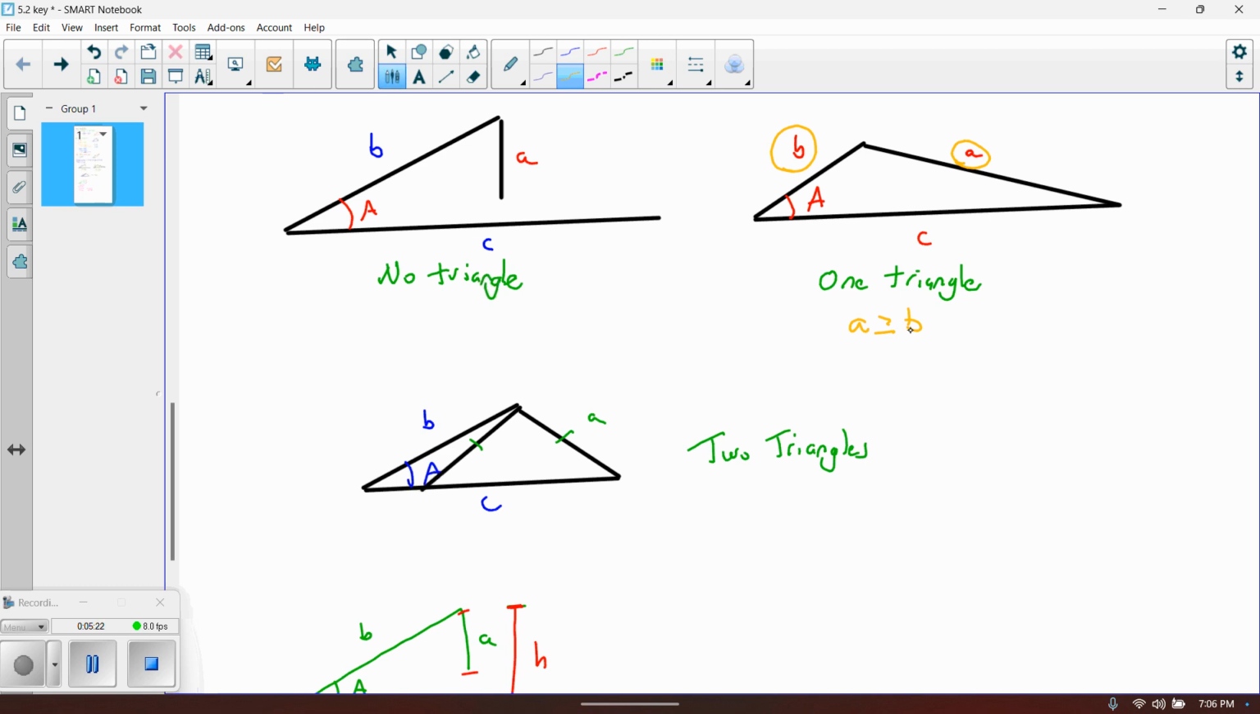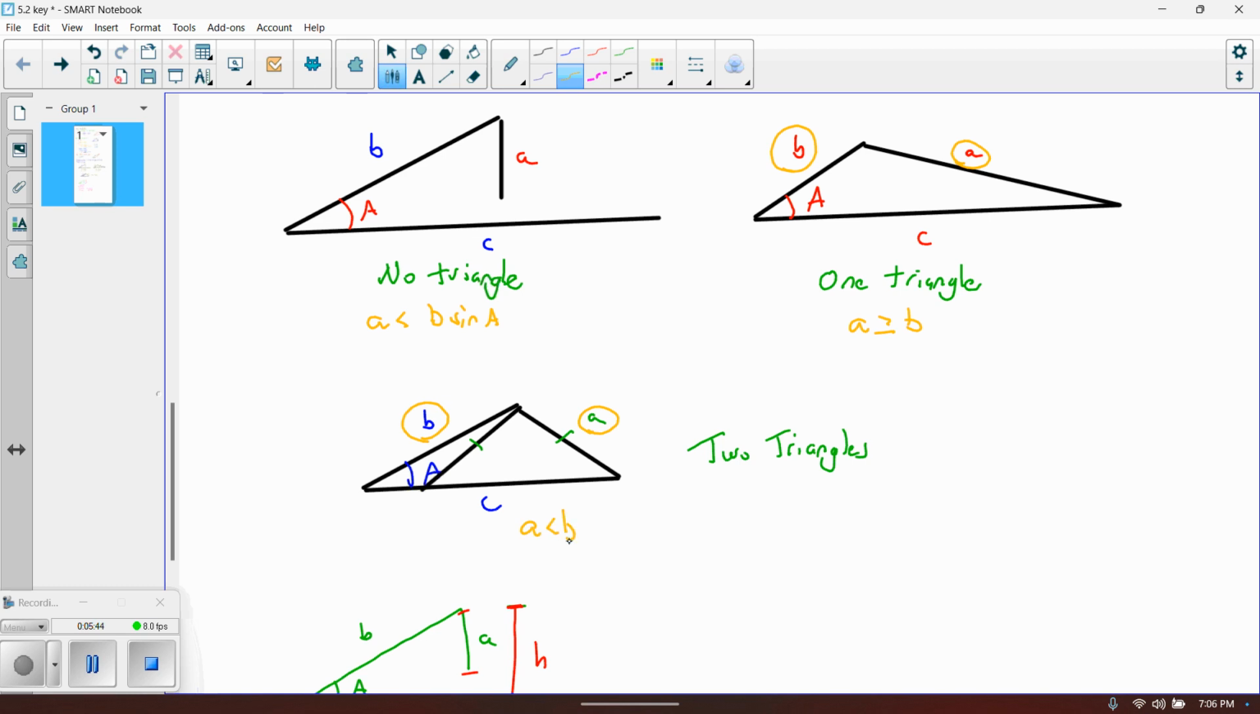And again, the no triangle case is that a would have to be less than b sine of A. That would give you no triangle. Then in order to have two triangles, two criteria have to be met, and again, I was careful to draw this. The a value here actually has to be less than b.